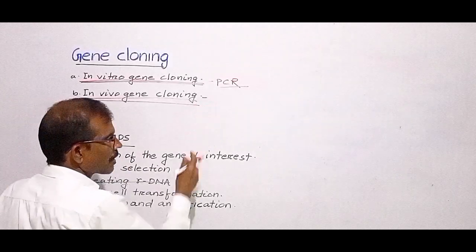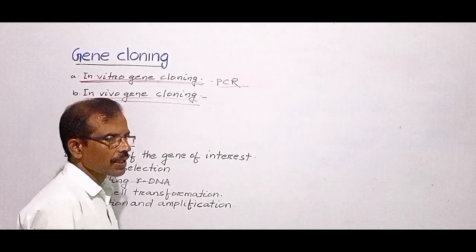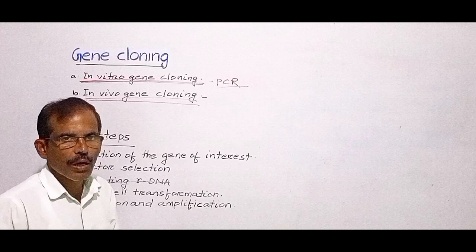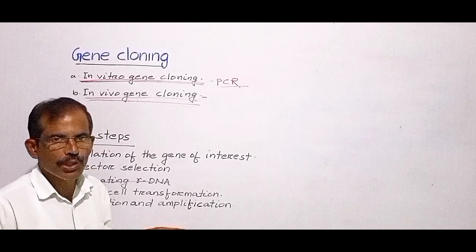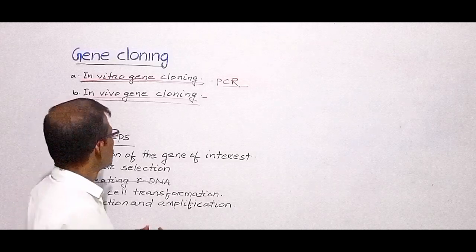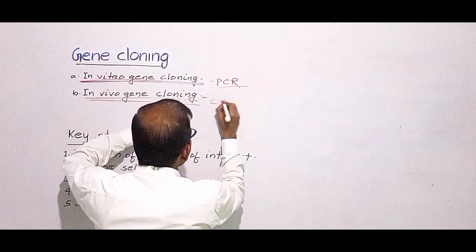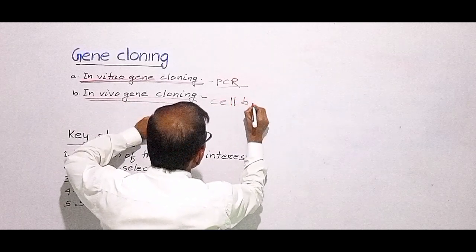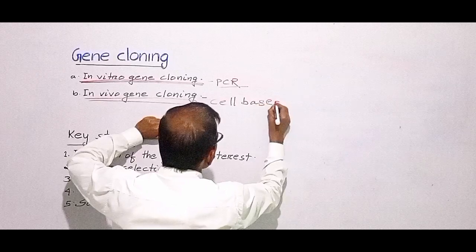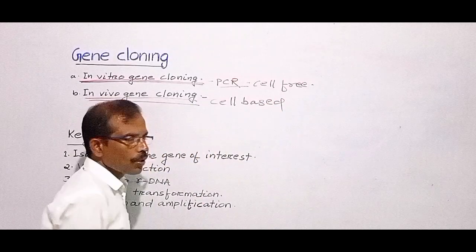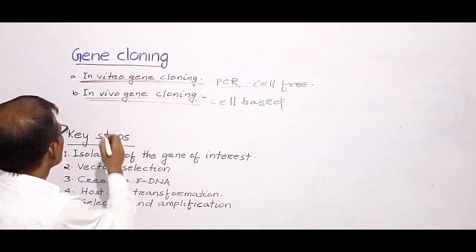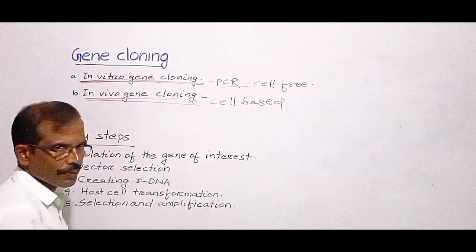In this technique, living organisms such as bacteria, commonly E. coli, are used to replicate the gene of interest. This technique is also known as cell-based gene cloning. Today we will know more about in vivo gene cloning.